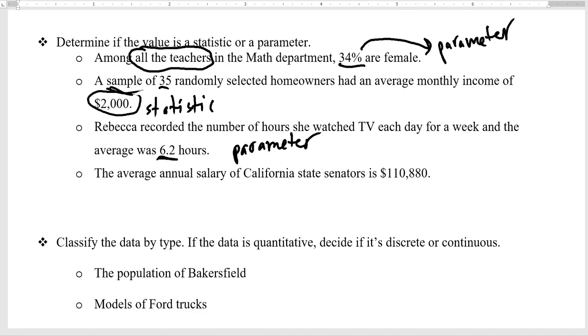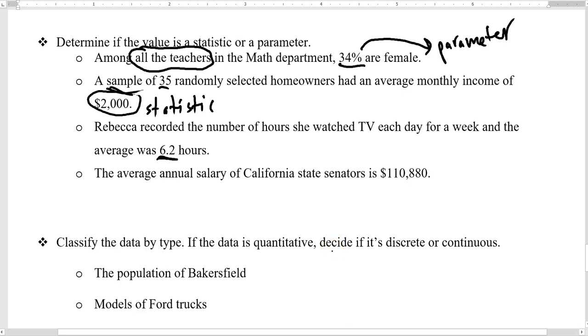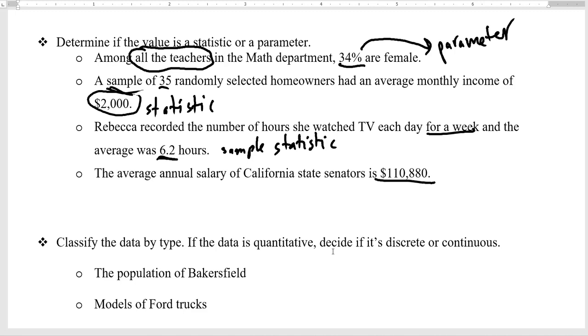I'm on the fence. She recorded a number of hours for a week. You know what? Sorry, she recorded it for a week. And if we're going to say that that week is supposed to represent all of the TV that she normally watches, then this would be a sample statistic of the time that she watches TV over multiple weeks. That's her average per week. I'm going to change my mind and call that a statistic. Sorry about that.